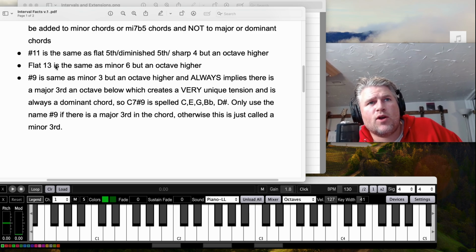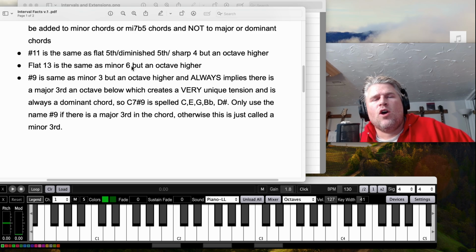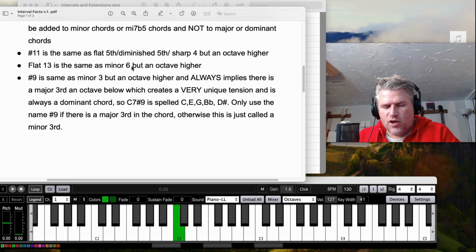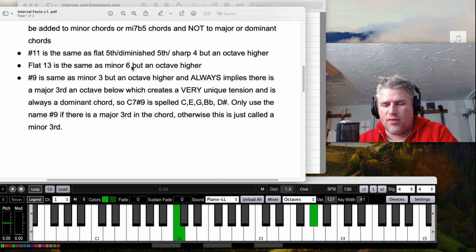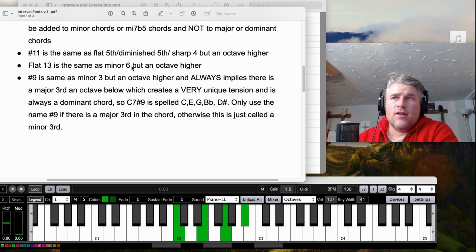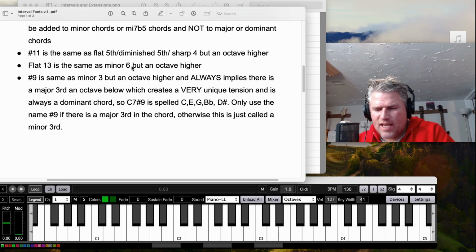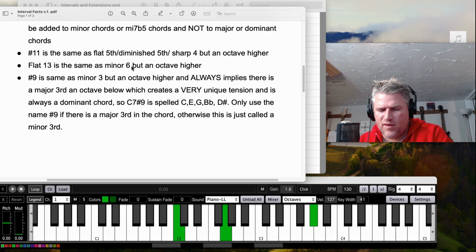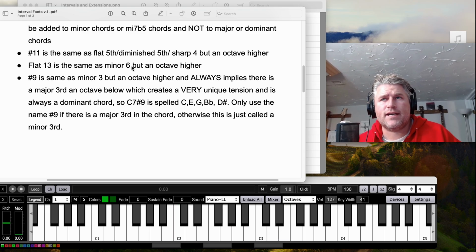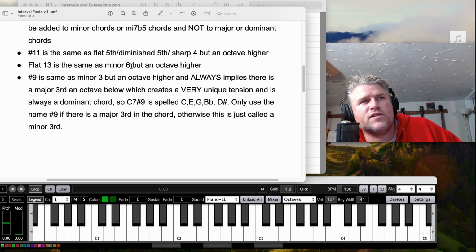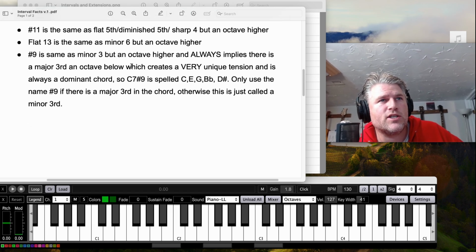Flat 13, memorize this, is the same as a minor 6 or a sharp 5, but an octave higher. So if this is C, minor 6 is here, or sharp 5, but up an octave, it would be a flat 13 and only applicable on dominant. And that means I want the perfect fifth in there, even though it's the first thing you get rid of from any voicing because it's implied in every chord. So up an octave would be the flat 13. Minor 6, sharp 5, and flat 13 are all the same thing. Just memorize that. It'll be much easier.